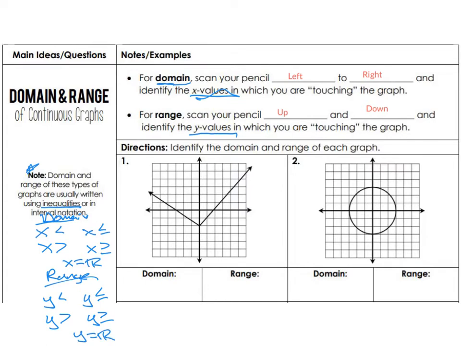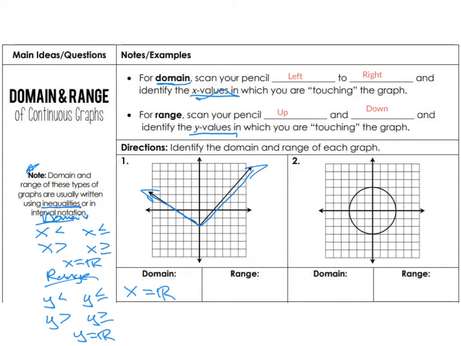So let's take a look at what we're looking at here. If we take our x value, we're just looking left to right. Left to right is basically telling us that we can go forever, those arrows in both directions. So that is going to cover every x value. So we can just say that our domain is x is equal to all real numbers.